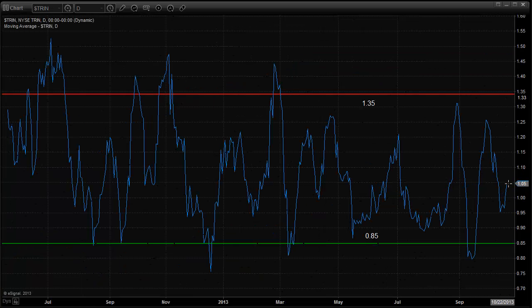Here's our 10-day trend, which right now is just kind of pretty neutral, just a little bit above one. We're essentially in the midpoint here between the oversold and overbought threshold. So nothing new here from the 10-day trend. We did have a pretty high reading today at 1.33, so that's definitely going to skew the average going forward.